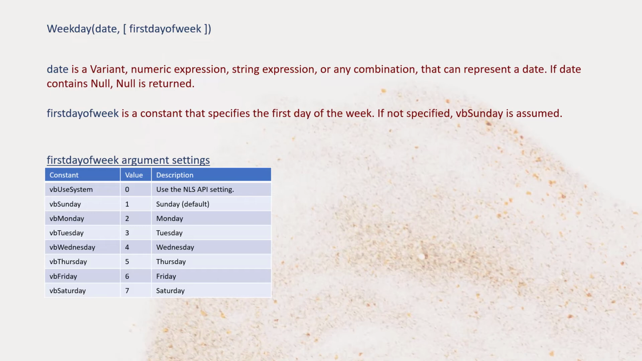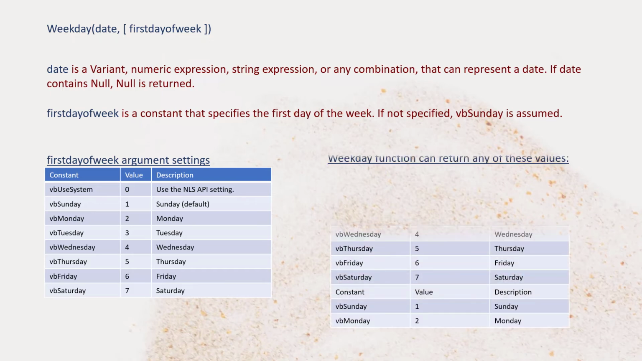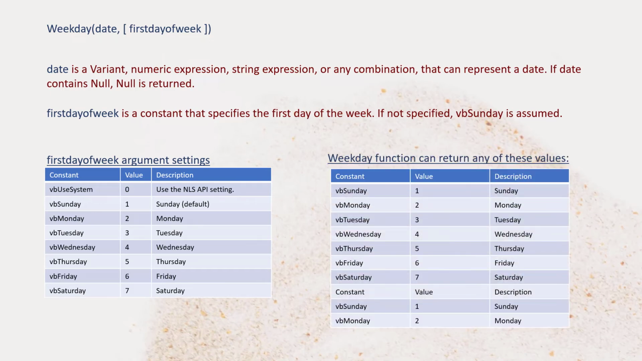Similarly for Monday, it's vbMonday. The constant value of vbMonday is 2, and so on till Saturday. The constant for Saturday is vbSaturday, which has a value 7. The weekday function can return any of the values from vbSunday to vbSaturday. Now let's go back to the code and let's check what the code is doing.